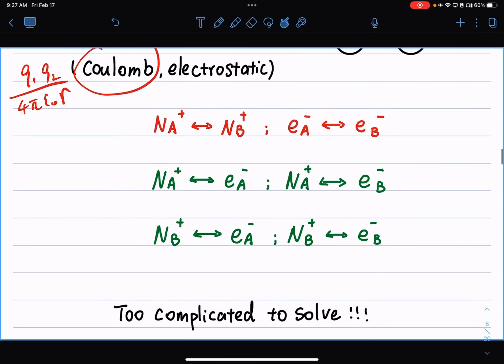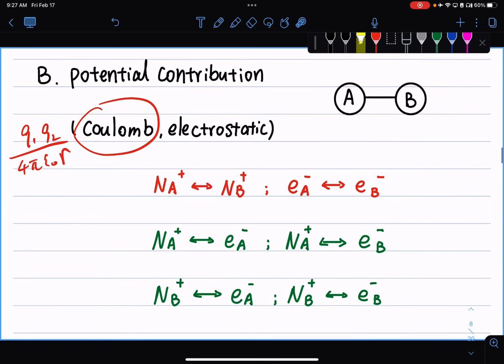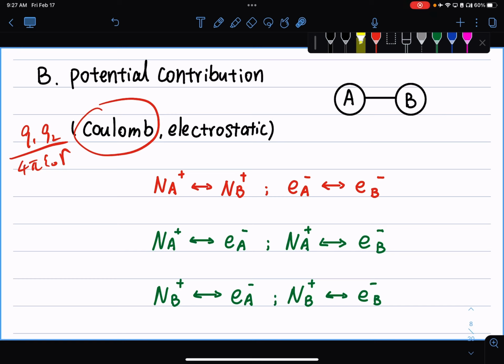So in the potential term, your positively charged nuclei are going to repel each other. Your negatively charged electrons are going to repel each other. To make it more complicated, you have 4 pairs of attractive interaction. Nuclei A attracts both electron A and electron B. Nuclei B attracts both electron A and electron B. How many terms do we have now? We have a total of 10 terms, and it's just too complicated to be solved, even to get an estimate on what your solution is. So that's why we use the Born-Oppenheimer approximation.